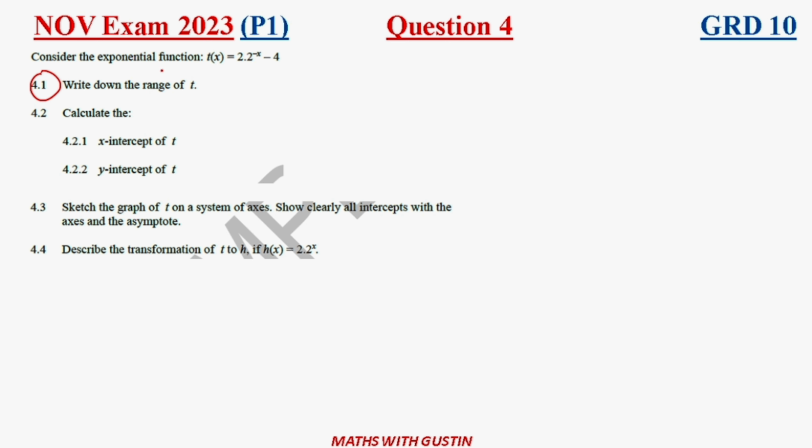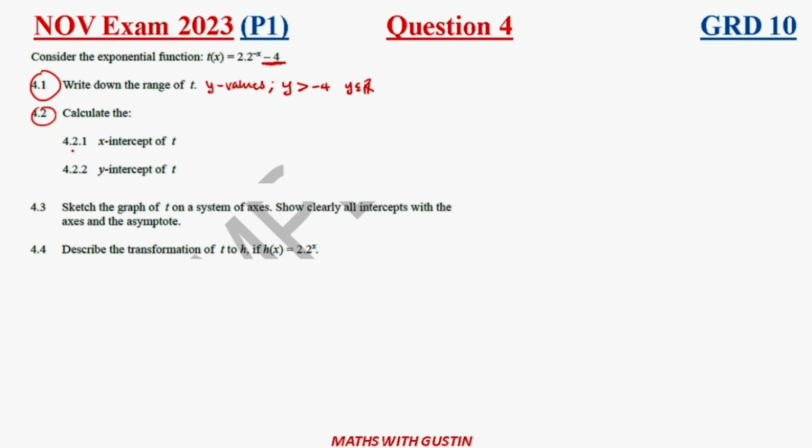4.1 says write down the range. The range, we said, refers to the y values of the function, where this function exists. You will remember on the previous question, we said this here will just be our range. So therefore we say y has to be greater than negative 4, for the values where y is an element of all real numbers, just like that. Okay, now let's move on.